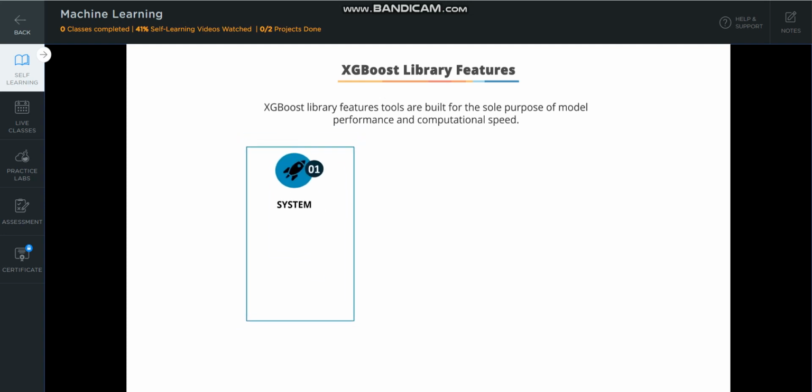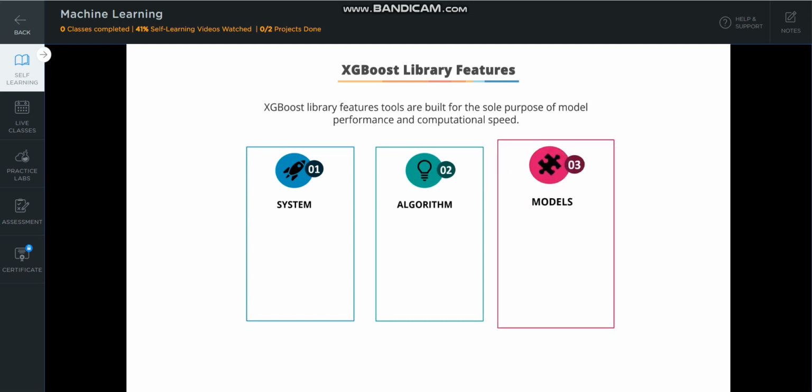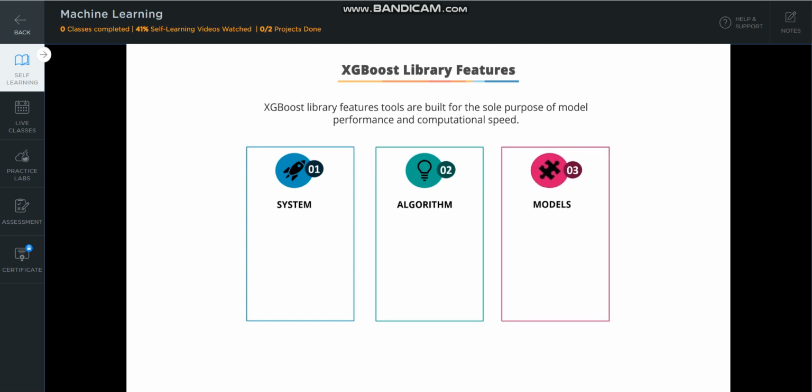Let's look at system features followed by algorithm features. We will finally take a look at the model features of XGBoost. System features are parallelization. Parallelization. It produces tree construction using all CPU cores while training. Distributed computing. It uses a cluster of machines in order to train very large models. Cache optimization. Data structure involved in XGBoost makes the best use of hardware.